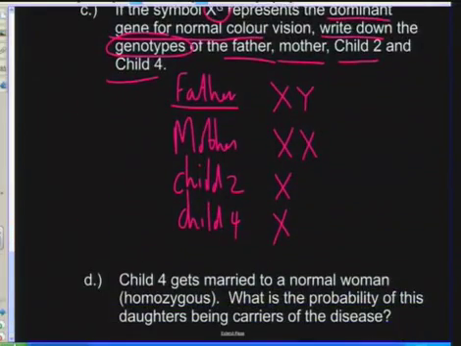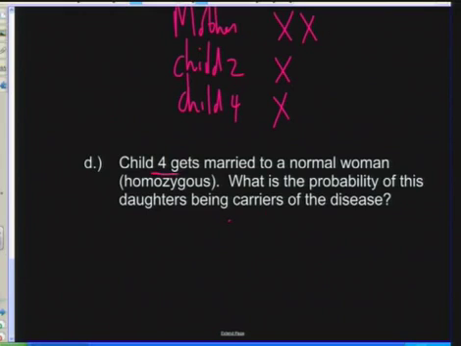Okay, the question is, if child 4, let me extend the page, gets married to a normal woman who is homozygous, what is the probability of the daughters being carriers of the disease? Here we're coming across a word called probability. Probability simply means what is the chance? What is the probability that the offspring, in this case the daughters, will be carriers?